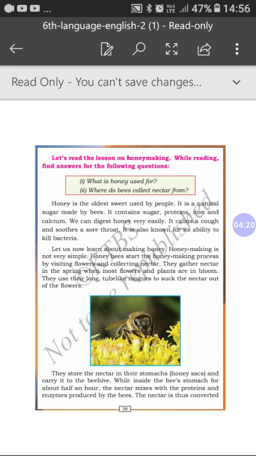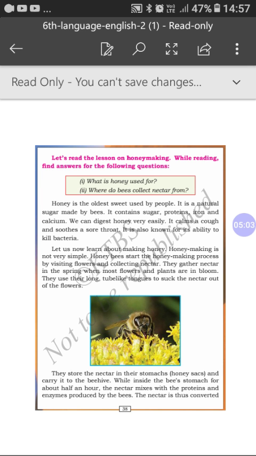It calms a cough and soothes a sore throat. Not only is it used to make our food sweeter, it is even used to cure some diseases. What are the diseases that are cured? Cough. When you have a cough problem, if you take 1 or 2 spoons of honey every day, it cures the cough problem and soothes a sore throat. Even when you have some problem in your throat, if you take 1 or 2 spoons of honey every day, it cures the sore throat also. The problem in your throat will be cured.